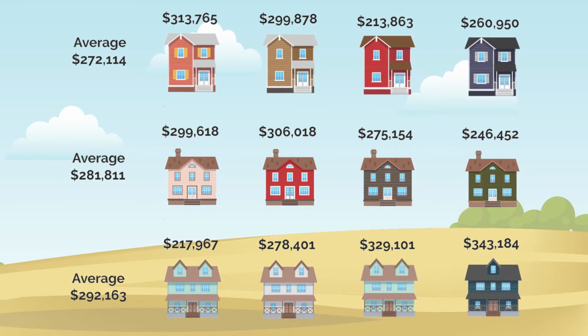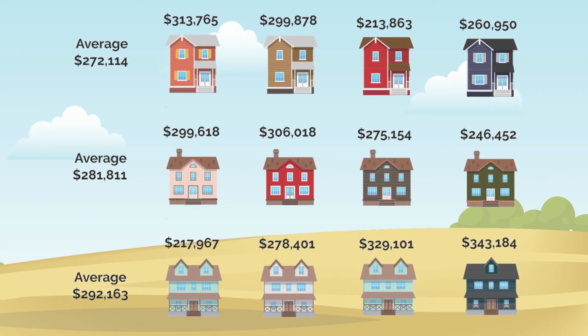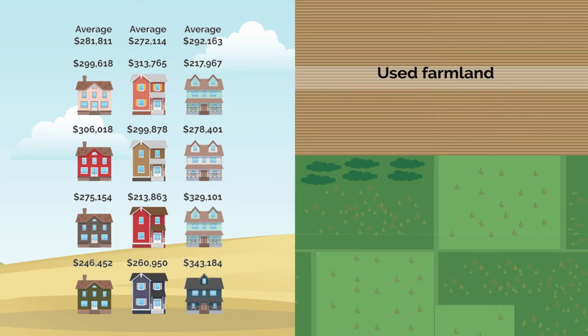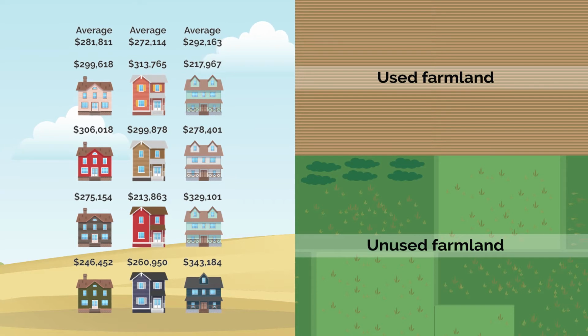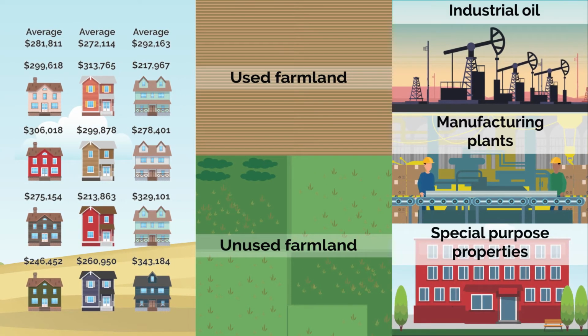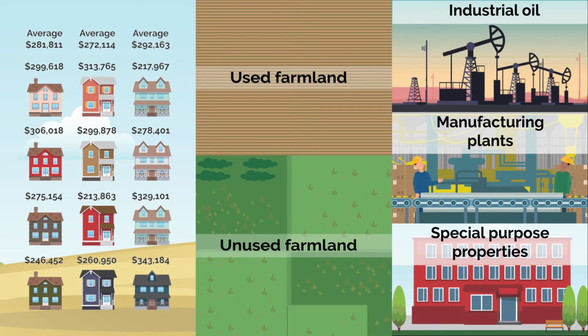This means that market value is determined by examining multiple sales of similar properties rather than the price of an individual property. Farmland is assessed per regulated rates based on the productivity value of the land, and industrial oil field, manufacturing plants, and special purpose properties are assessed using the cost approach.